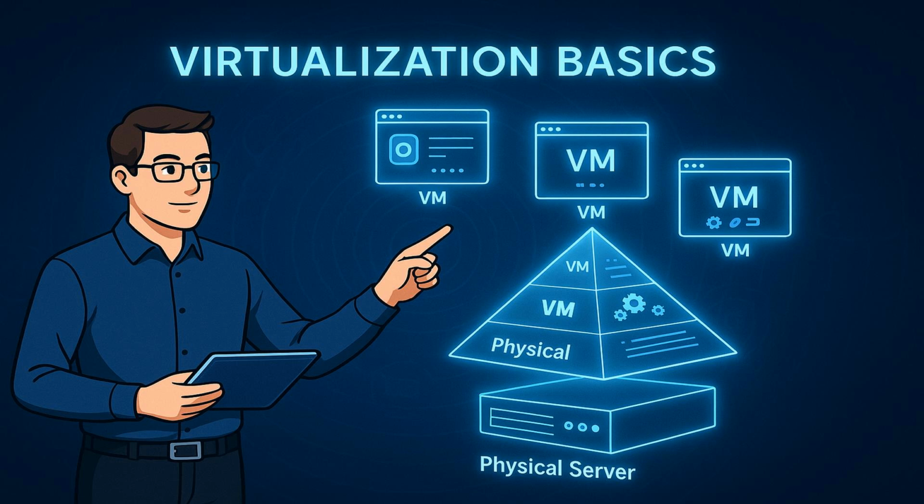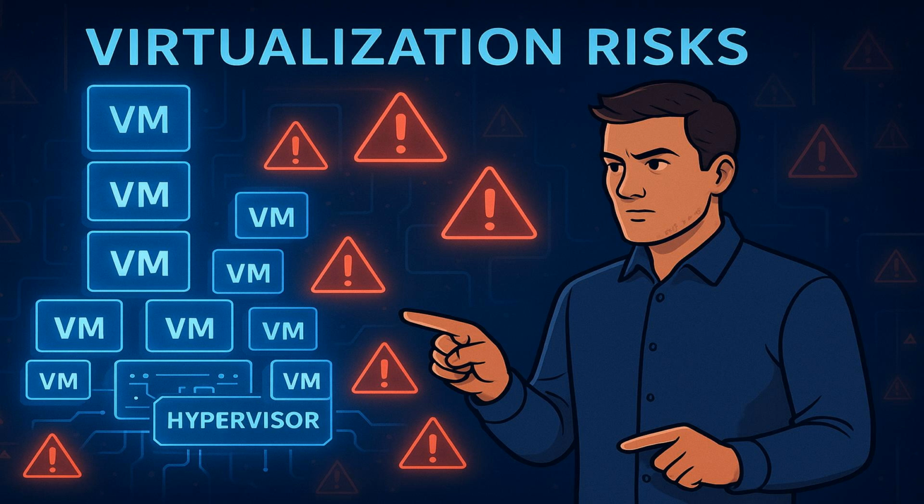This setup is efficient, but it also introduces risks like VM sprawl, where too many virtual machines are created without proper oversight or security. There's also the risk of hypervisor attacks. The hypervisor is the software layer that manages virtual machines. If an attacker compromises the hypervisor, they can potentially control all the VMs it manages. That's why keeping hypervisors patched and isolated is crucial.